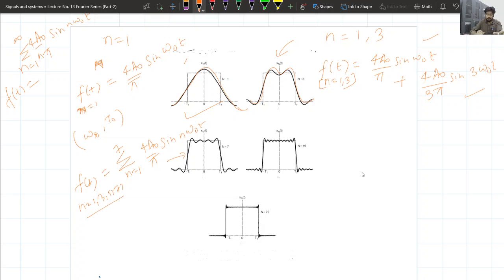After doing summation from 1 to 7, we have started closely getting a square wave. Still we are not getting a perfect square wave. Similarly, let's say we have done the summation till the 19th harmonic. Again we are closely reaching a square wave but not a perfect square wave.